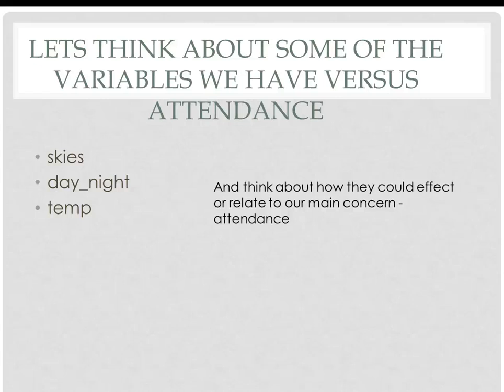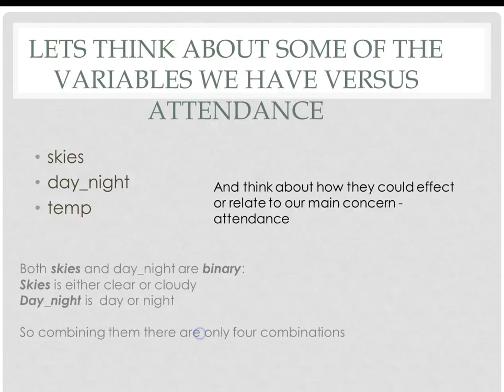Okay? And we're going to try and think about how this could relate to our main concern, which is attendance. Both skies and day-night are binary. Skies is either clear or cloudy, and day-night is day or night. So combining them, there are only 4 combinations, right? Clear and day, clear and night, cloudy and day, cloudy and night. So there's 4 combinations there.